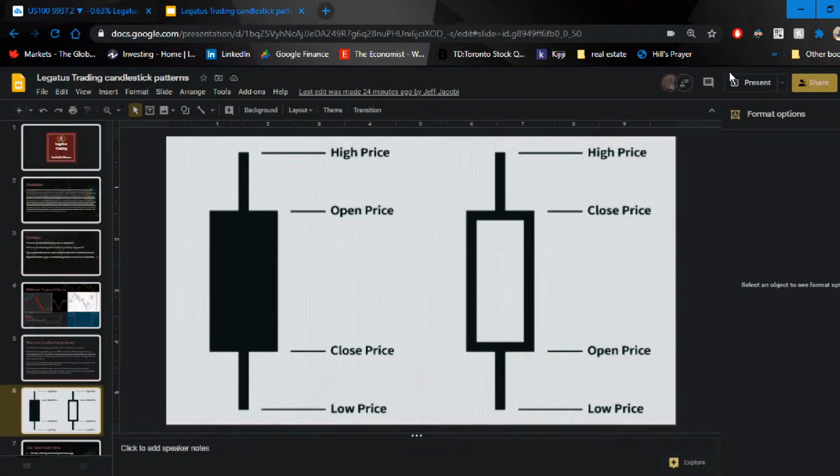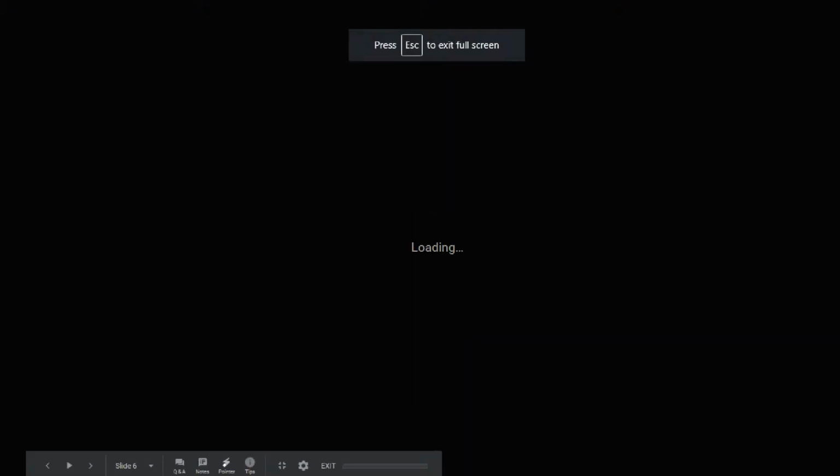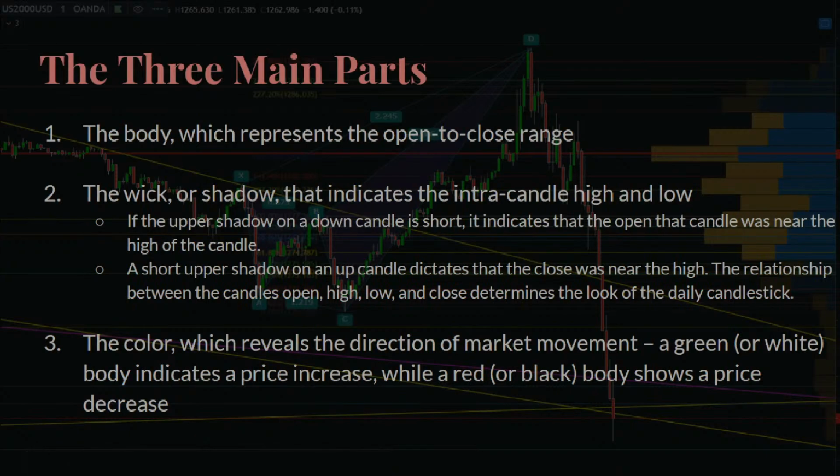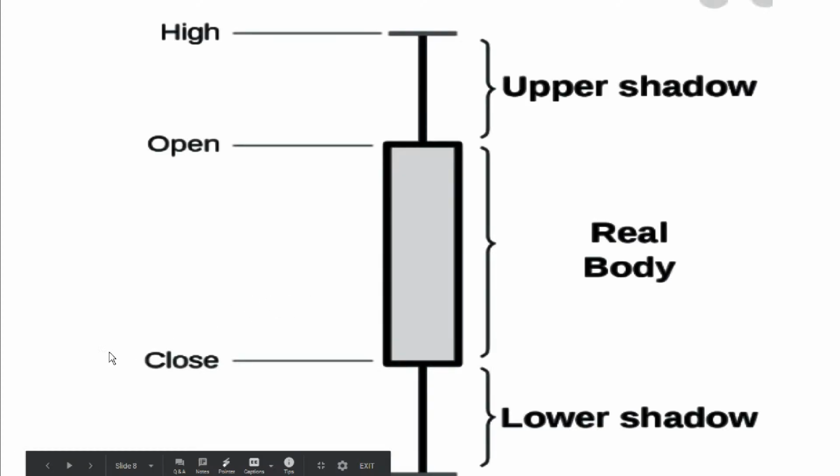So now that we understand the formation of a candle, we're going to go into exactly what they mean. But basically, the color reveals the direction of the market movement. A green or white body indicates the price increase, while a red or black body shows the price decrease. And this is another example of basically how it is.